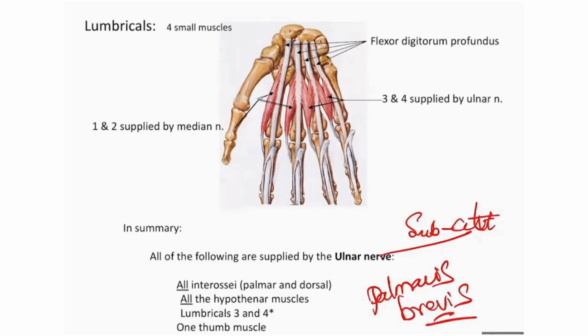Now you see on the picture, first lumbrical and second lumbrical are unipennate. Third lumbrical and fourth lumbrical are bipennate. These are all important. First and second lumbricals are unipennate. Third and fourth are bipennate. They arise from the tendon of flexor digitorum profundus. All are supplied by the ulnar nerve.